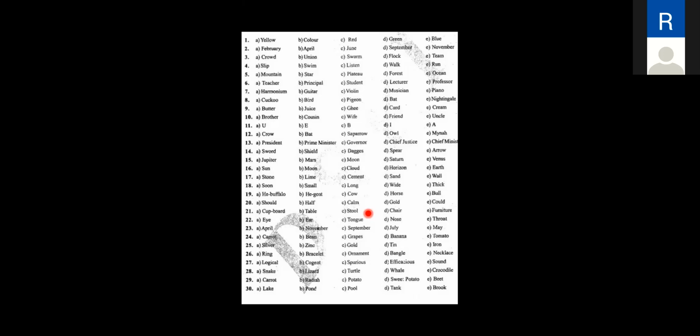pigeon, whereas here it is pigeon. Therefore, among the given five words, C is different, that is pigeon. Right? So your answer is C. So sometimes you have to be careful.